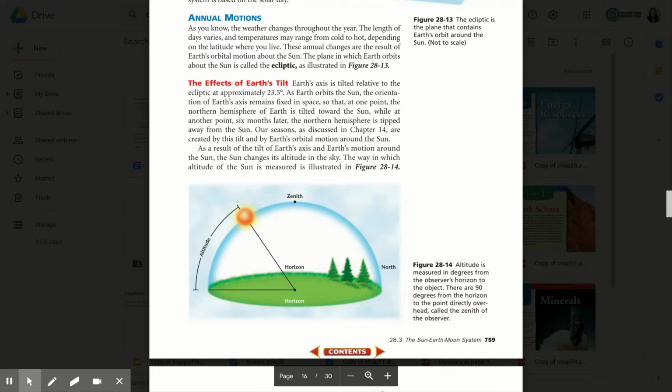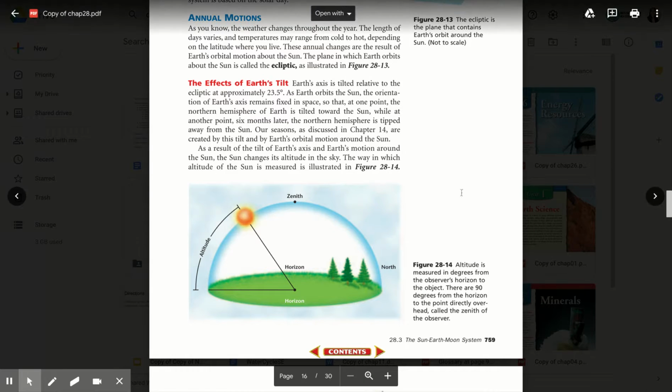As you know, the weather changes throughout the year. The length of days varies, and temperature may range from cold to hot, depending on the latitude where you live. These annual changes are the results of Earth's orbital motion about the Sun. The plane in which Earth orbits around the Sun is called the ecliptic, as illustrated in figure 28-13.